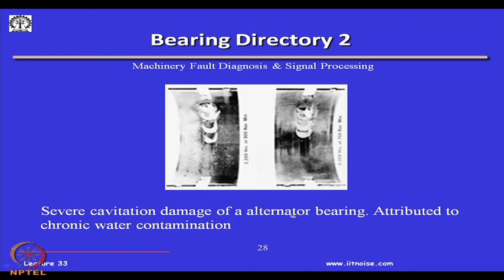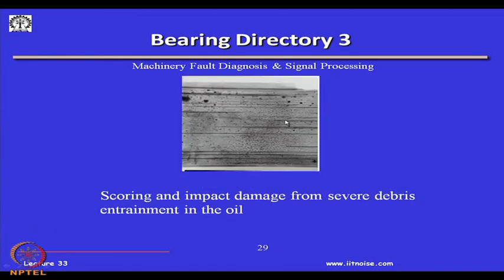Severe cavitation damage of an alternator bearing attributed to chronic water contamination. You see the cavitation damage in an alternator bearing. Okay. Scoring and impact damage from severe debris entrained in the oil. Because if there was a wear particle in the oil, it would score and then damage. It is just like bad patches on the road. Okay. And if this goes undetected and uncared for, these are going to become bigger and bigger, and eventually there will be a huge failure of the bearing. Okay.